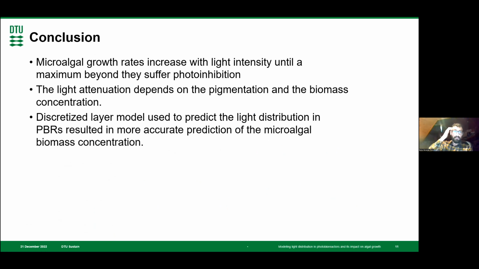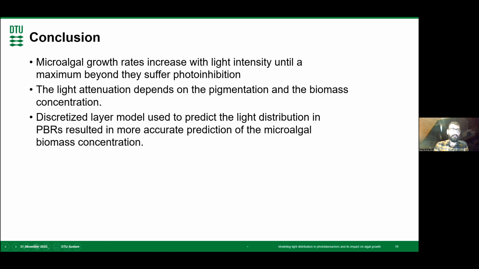And with this, I go to the conclusions of the presentation for today. So the first thing that we showed you today is that the growth rate usually grows with light intensity until you reach a maximum, beyond which your algae suffer photoinhibition. This maximum varies a lot from species to species. Then we also saw that the light attenuation has a strong dependence on the pigmentation and the biomass concentration, and this is something we should take into account when estimating the light exposure of our algae.